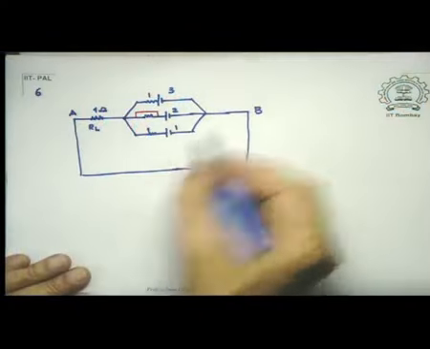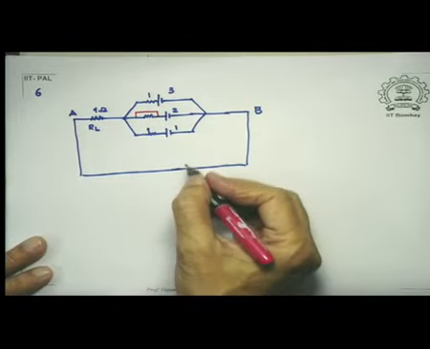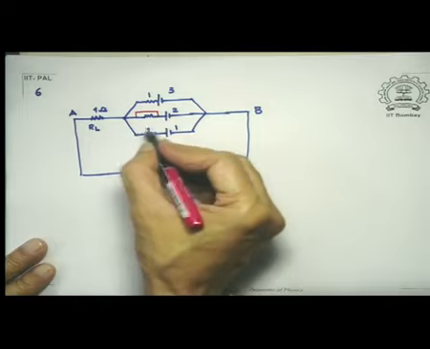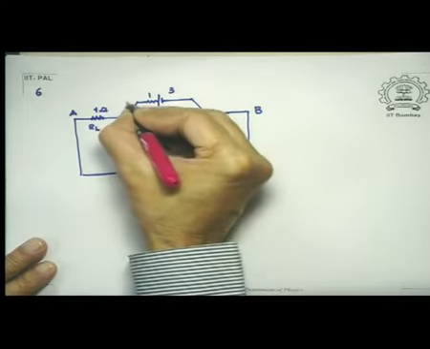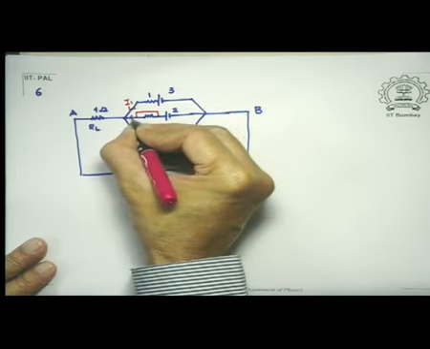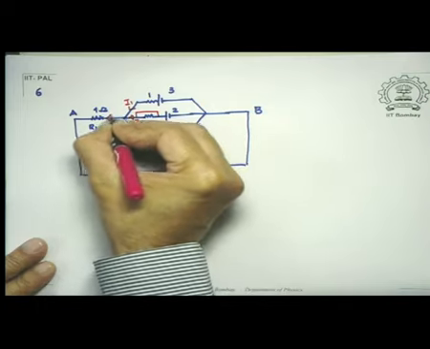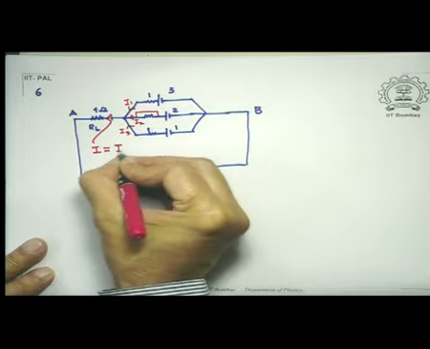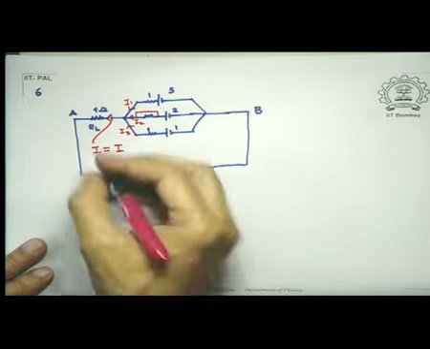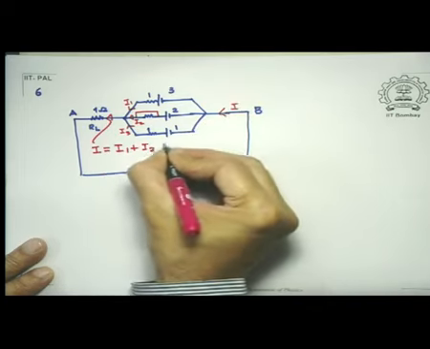Now notice one thing. Let me do the following. Suppose I decide to travel along this path. Remember that our currents were I1, I2, I3, and this current here was I. Earlier it was 0, but now because I have provided a path for the current, this I is equal to I1 plus I2 plus I3.